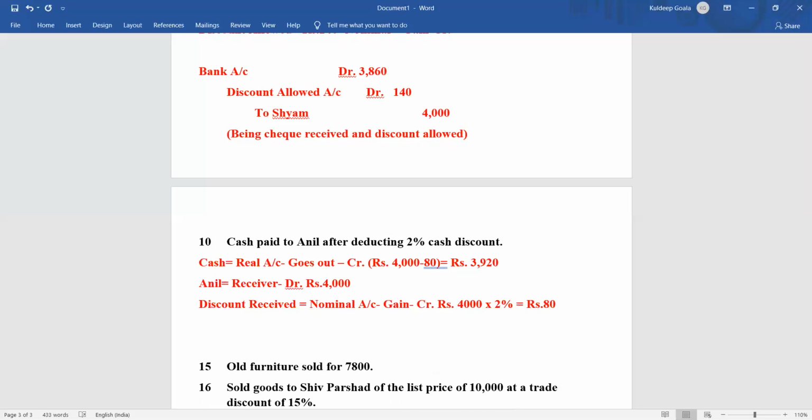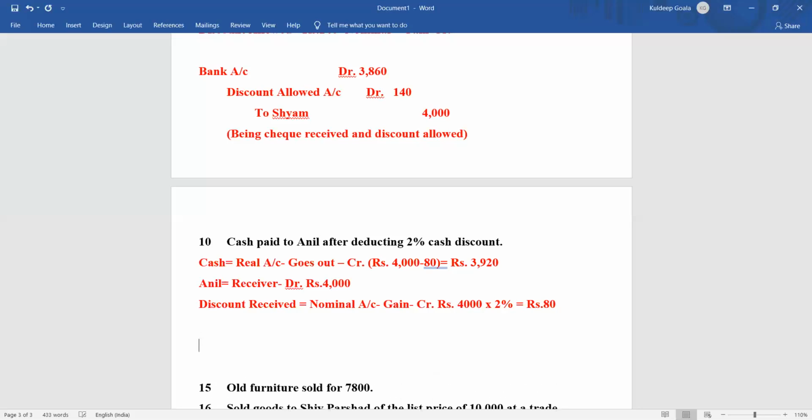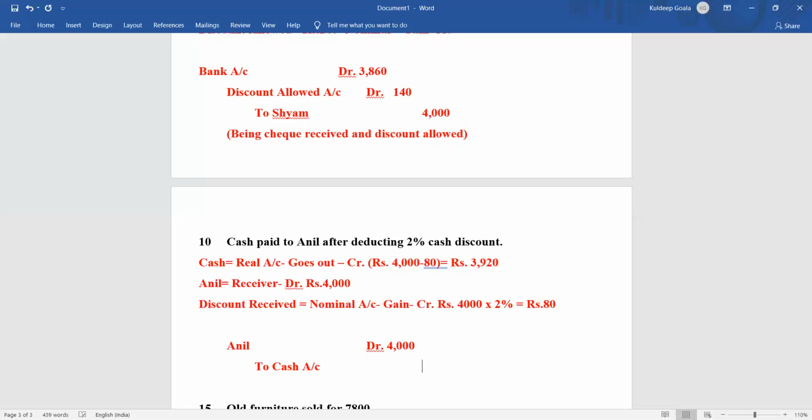Now just show it in the journal entries. First write down the debit item first. That is Anil. Anil will be debit. Then what is in the credit? To cash. Cash account how much? Let's write down Anil's amount also. It is 4,000. Cash it is 3,920.